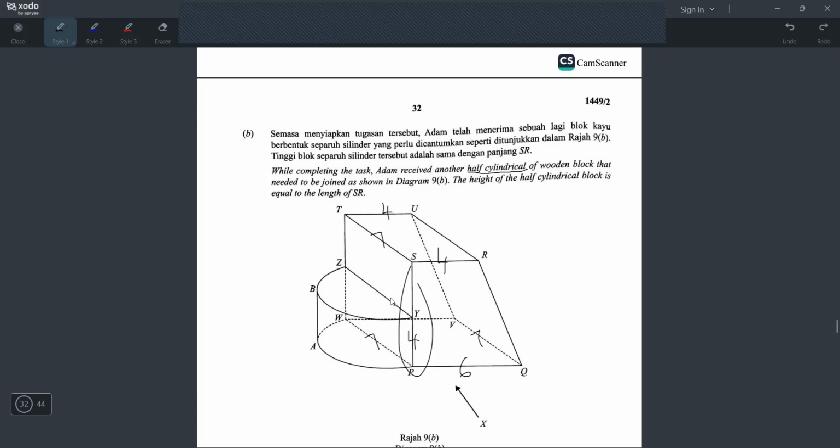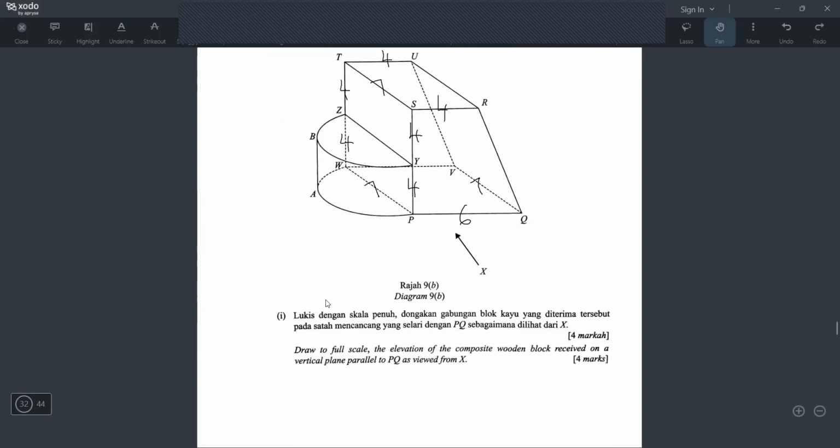And the whole length is 8. So what is 8 minus 4? 4. So this will be 4, this will be 4 also. It means the radius of the cylinder is 3.5, because the diameter of the circle is 7. So the radius is 3.5, right?